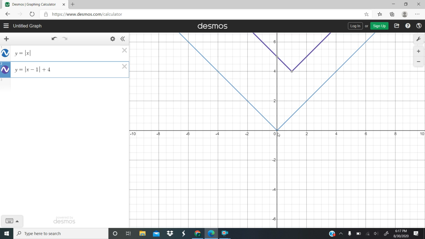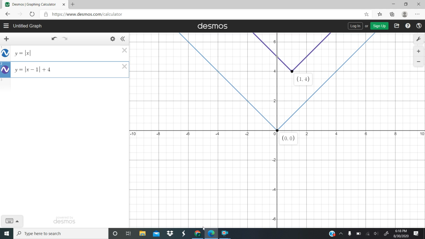The thing that I like about Desmos is you can actually click in here. So this 0, 0, where the vertex is at the origin, that's from our parent function, y equals the absolute value of x. And then if you're not sure how to tell what that point is right there, then you can click on the point and it'll tell you that's the point (1, 4). And so you can tell exactly where that absolute value graph shifted.